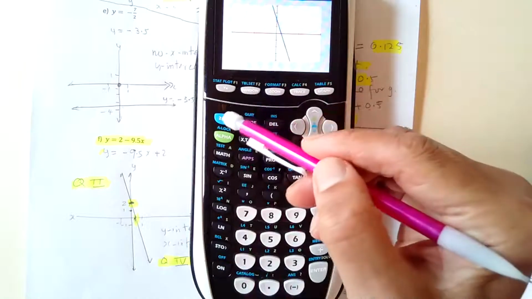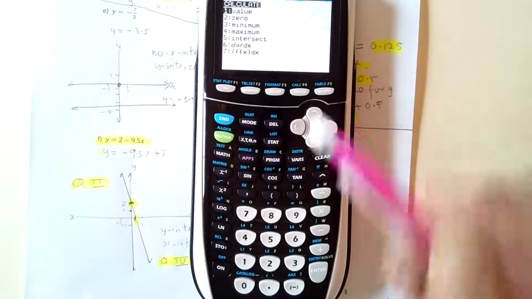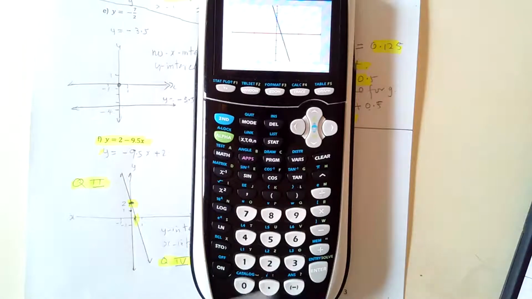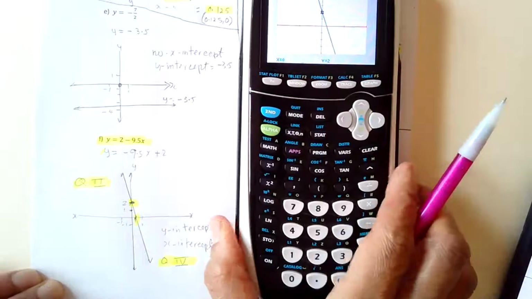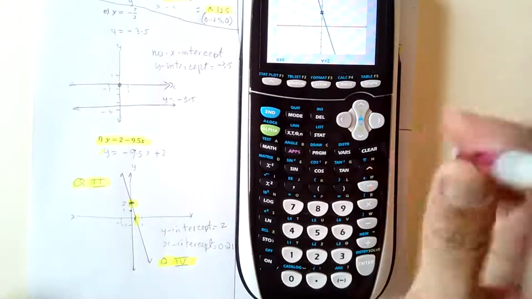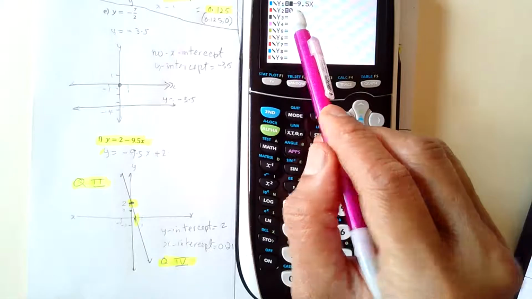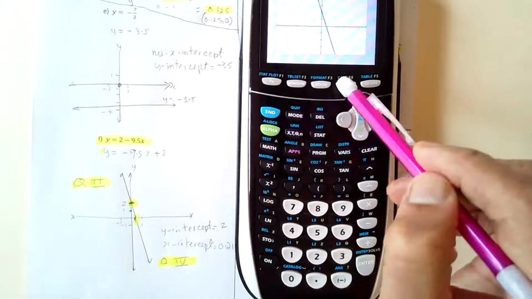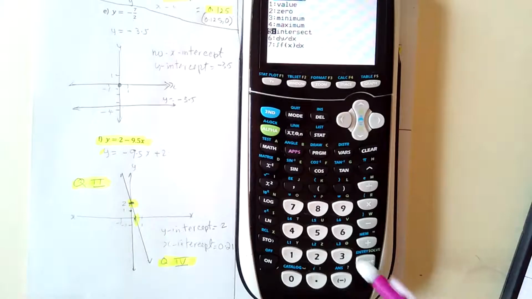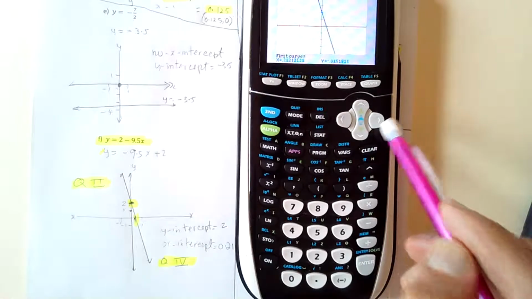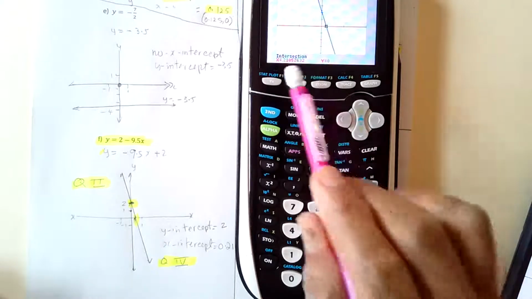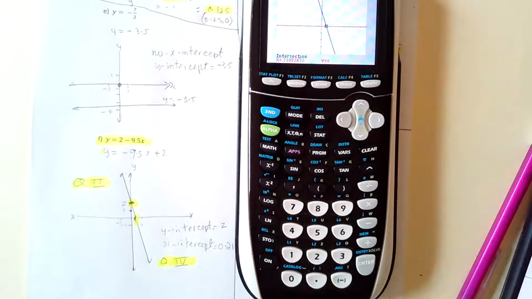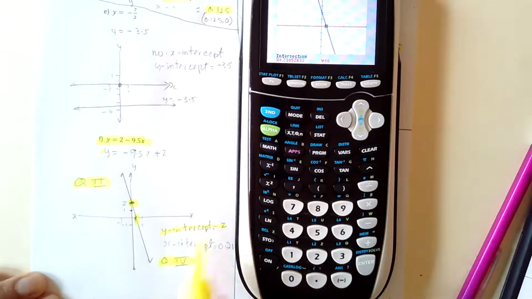Let's find the y-intercept first. Second trace, value, press equal 0. So it's 2. So we know that's 2 there. Let's find our x-intercept. We already have y2 equals 0. So second trace, and you go to intersect, and you move closer to the y-intercept. I press enter 3 times. And that gives 0.21, which is exactly here. So our y-intercept is 2, x-intercept is 0.21.